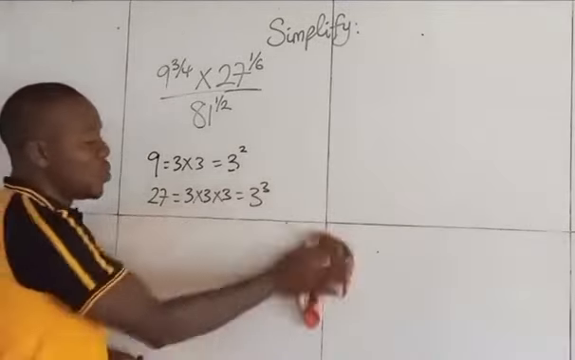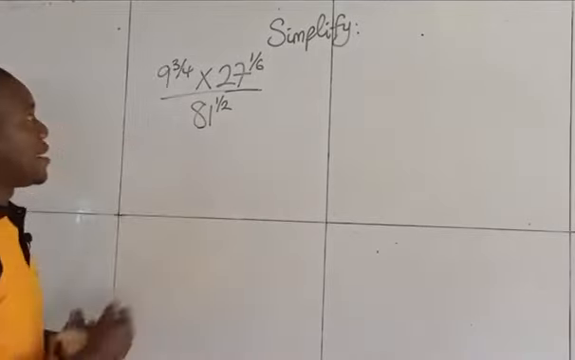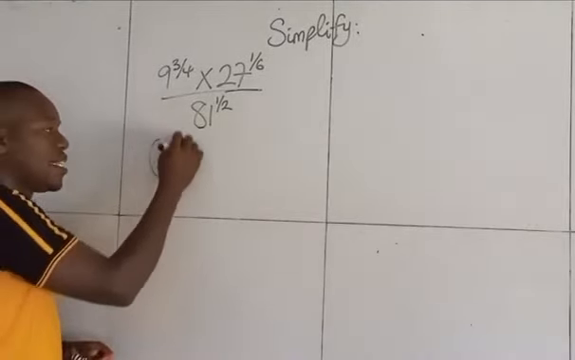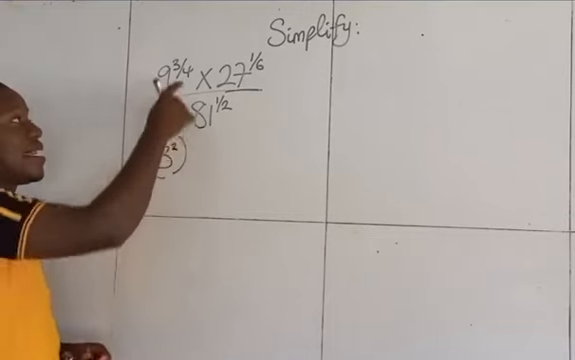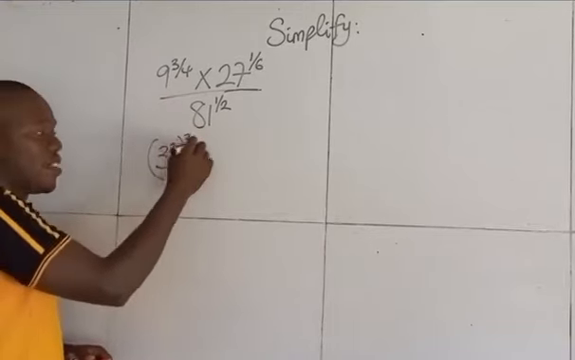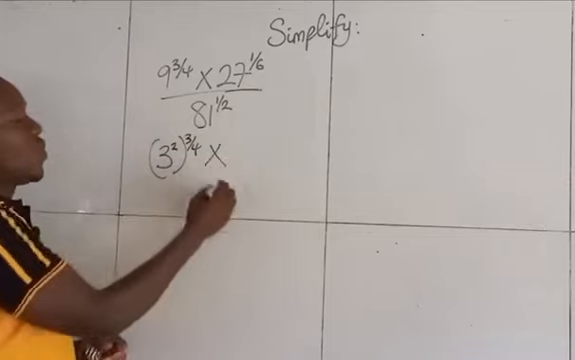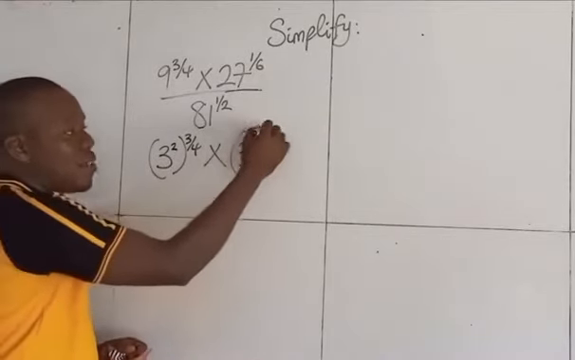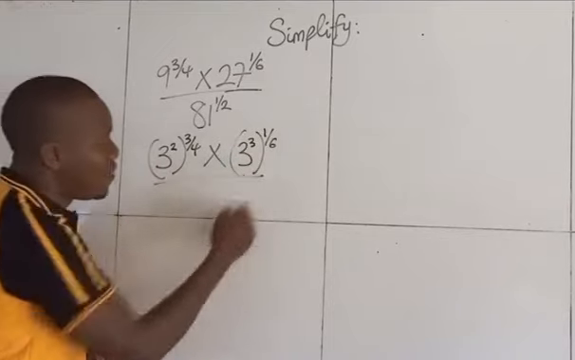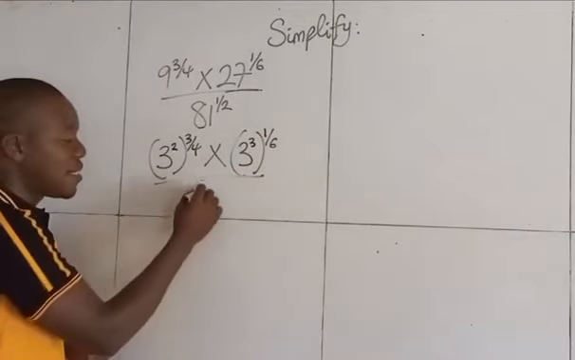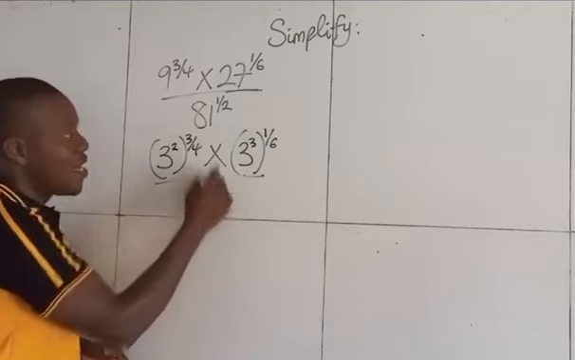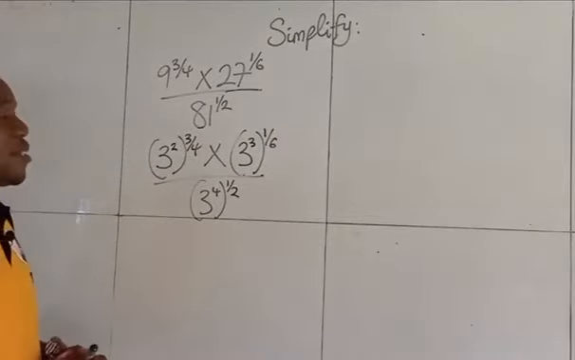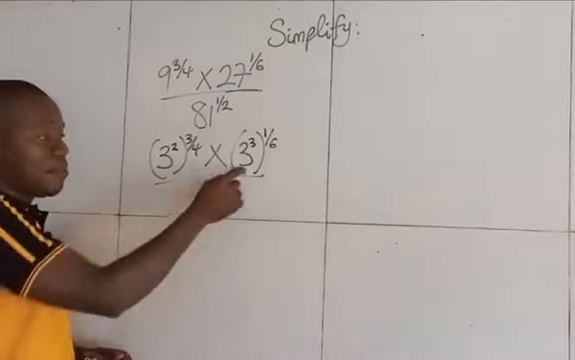So when that is known, we can simplify the bases. Instead of 9, I have 3 raised to the power 2. This is the same as 9, but I still have the 3 over 4. 27 becomes 3 raised to the power 3, but I still have 1 over 6, all over 81, which becomes 3 raised to the power 4, but I still have 1 over 2. So we've simplified the expression to have common bases.